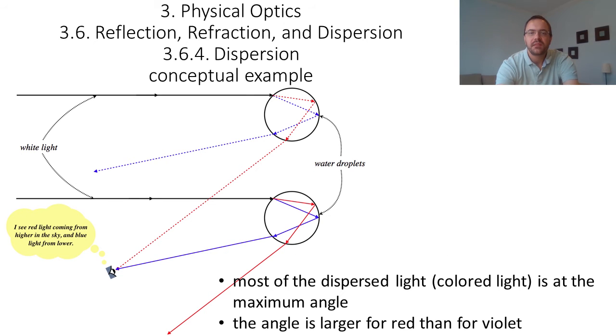And so it will appear that violet and blue colors are coming from lower in the sky, and red colors are coming from higher in the sky. And so that gives the distribution of rainbow colors from violet to red.